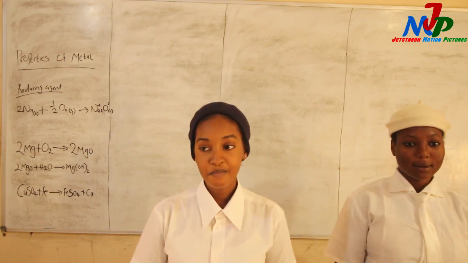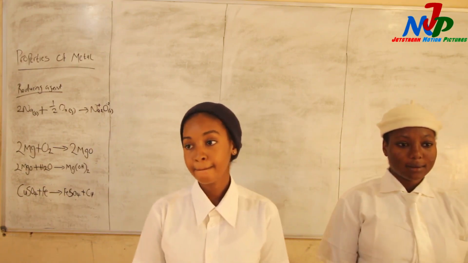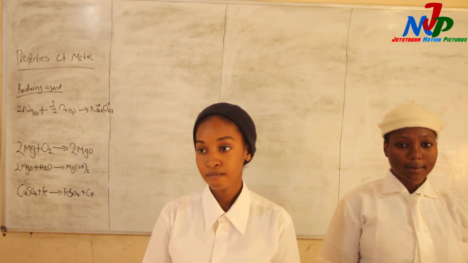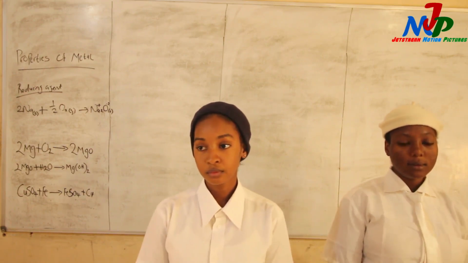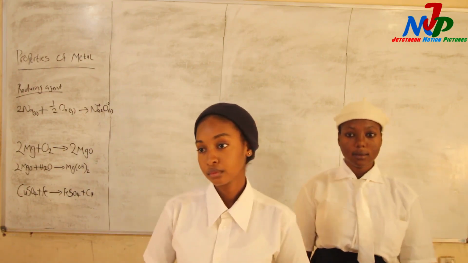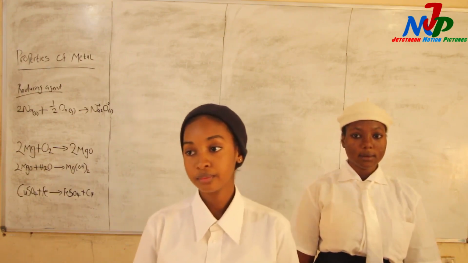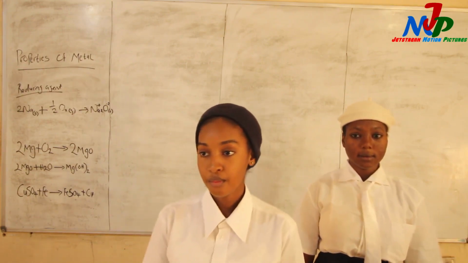Loss of electrons is oxidation. Gaining of electrons is reduction. So metals lose their electrons. Is that okay? So which is one of their chemical properties? Alright, thank you very much.